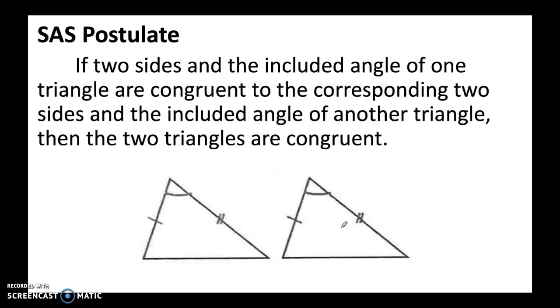Another postulate, we have the SAS postulate. If two sides and the included angle of one triangle are congruent to the corresponding two sides and the included angle of another triangle, then the two triangles are congruent. Based on the given figure, we have two sides congruent and the included angles are also congruent. Therefore, we have two triangles congruent by the SAS postulate.